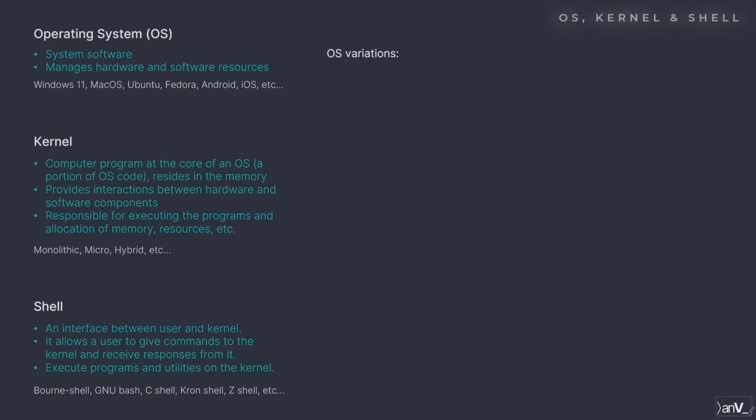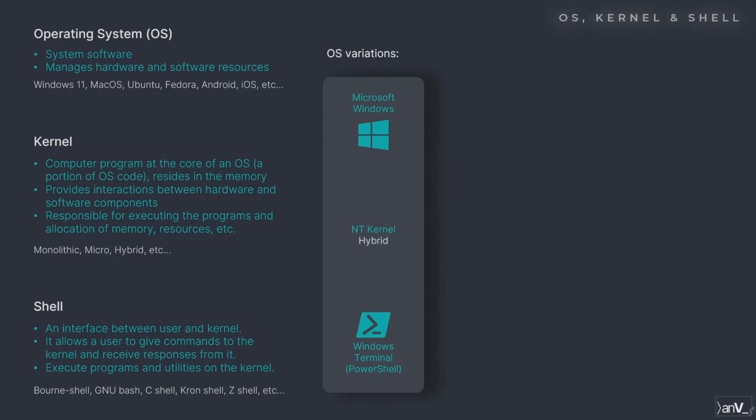If you look at the most widely used operating system, that is Microsoft Windows, it uses a hybrid kernel called NT kernel. Windows 11 is the latest variation of Microsoft Windows OS, and there are two shells in Microsoft Windows 11, Command Shell and PowerShell, which can be accessed using Windows Terminal application. As you might be aware, this is a commercial OS.